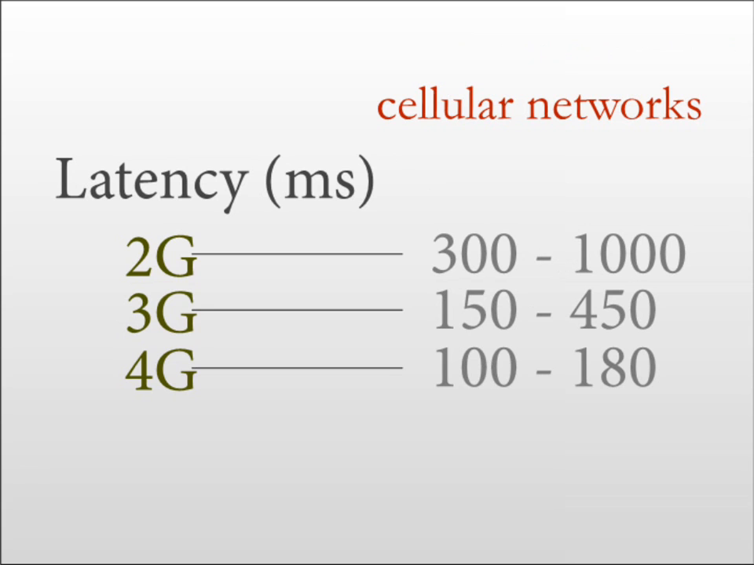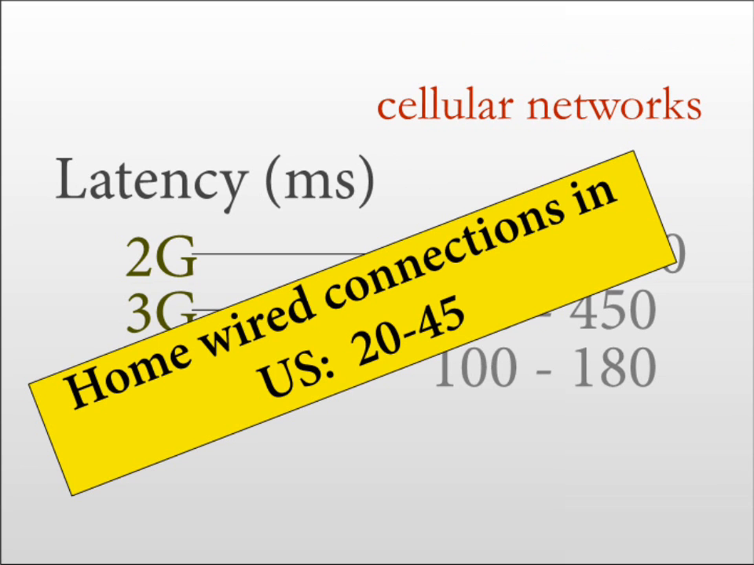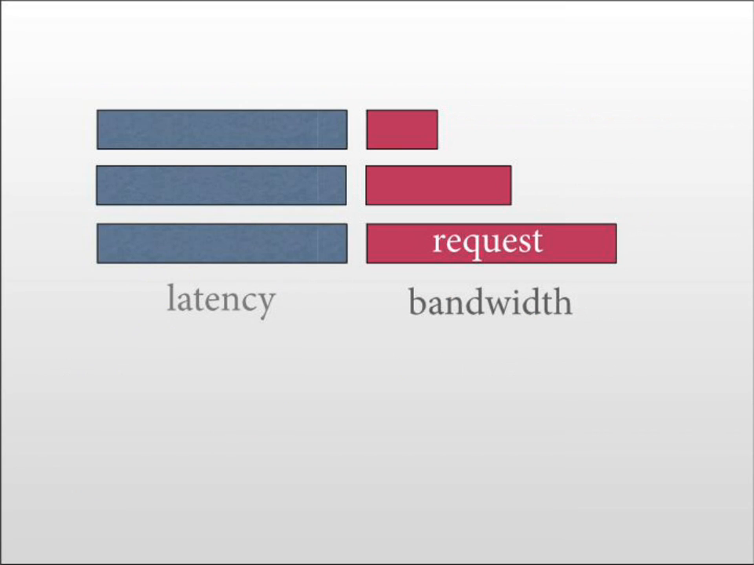Just for you to compare, in the US, a home wired connection is around 20 to 45. So that means that even on 4G, the latency is 5 times bigger than on desktop. So it's not about the bandwidth. It's about the latency and other problems that I don't have enough time here to talk about. So basically, the latency is always there. It doesn't matter the length of the files.